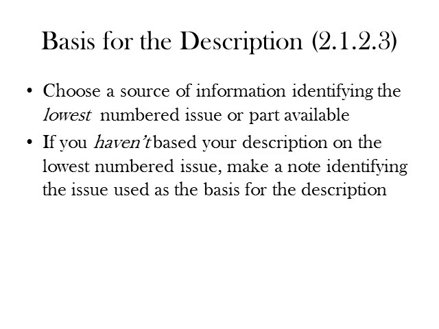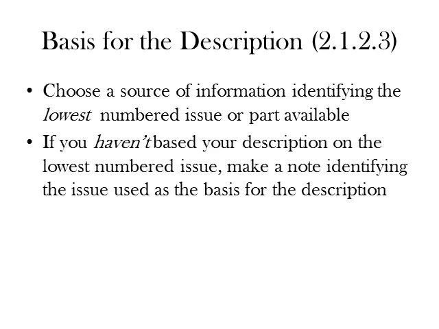The basis for the description in the case of serials is the lowest numbered issue or part. The idea here is that you start as much as you can from the beginning, and you use that description at the beginning to describe everything that's going to come after. Now, if you haven't based your description on the lowest numbered issue, make a note identifying the issue used as the basis for the description.